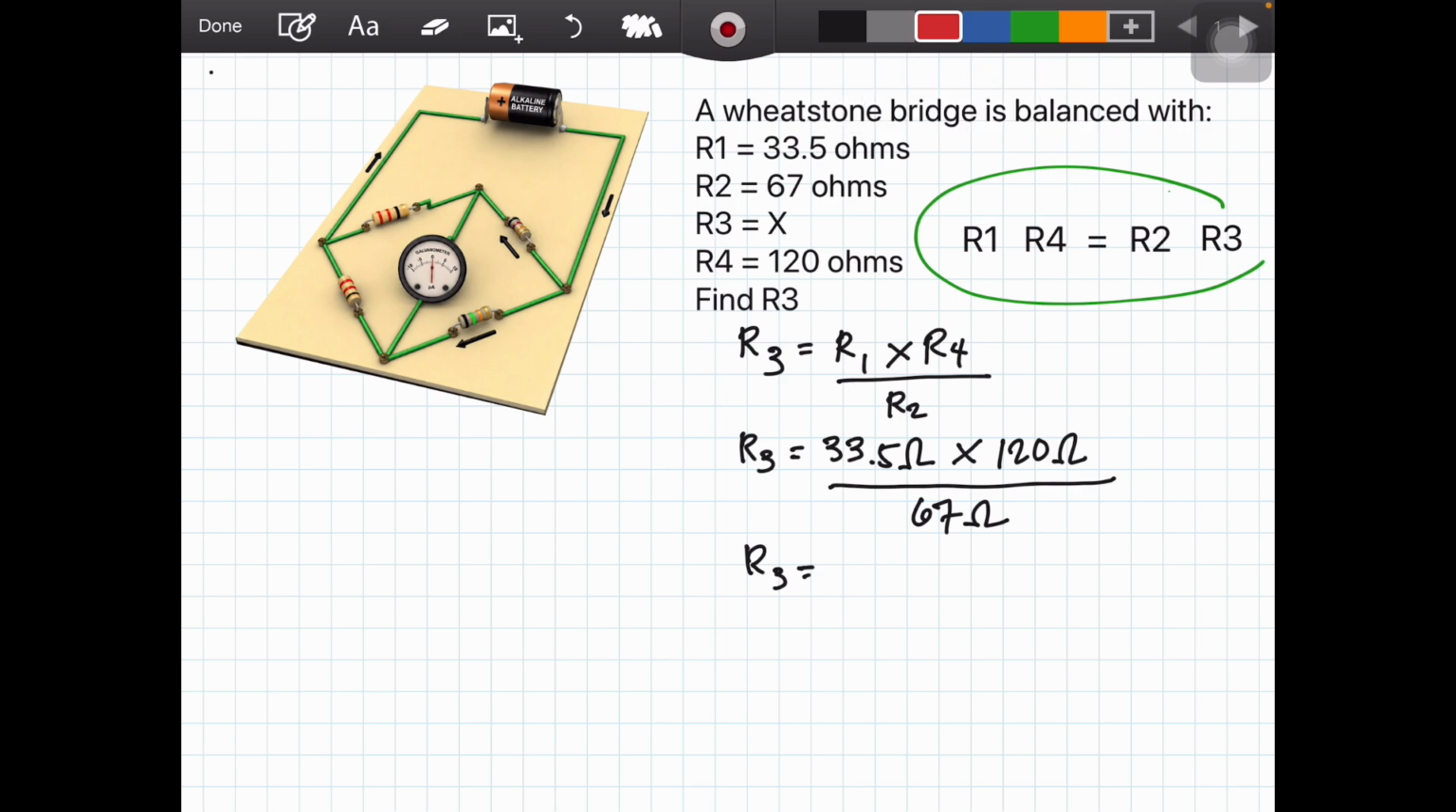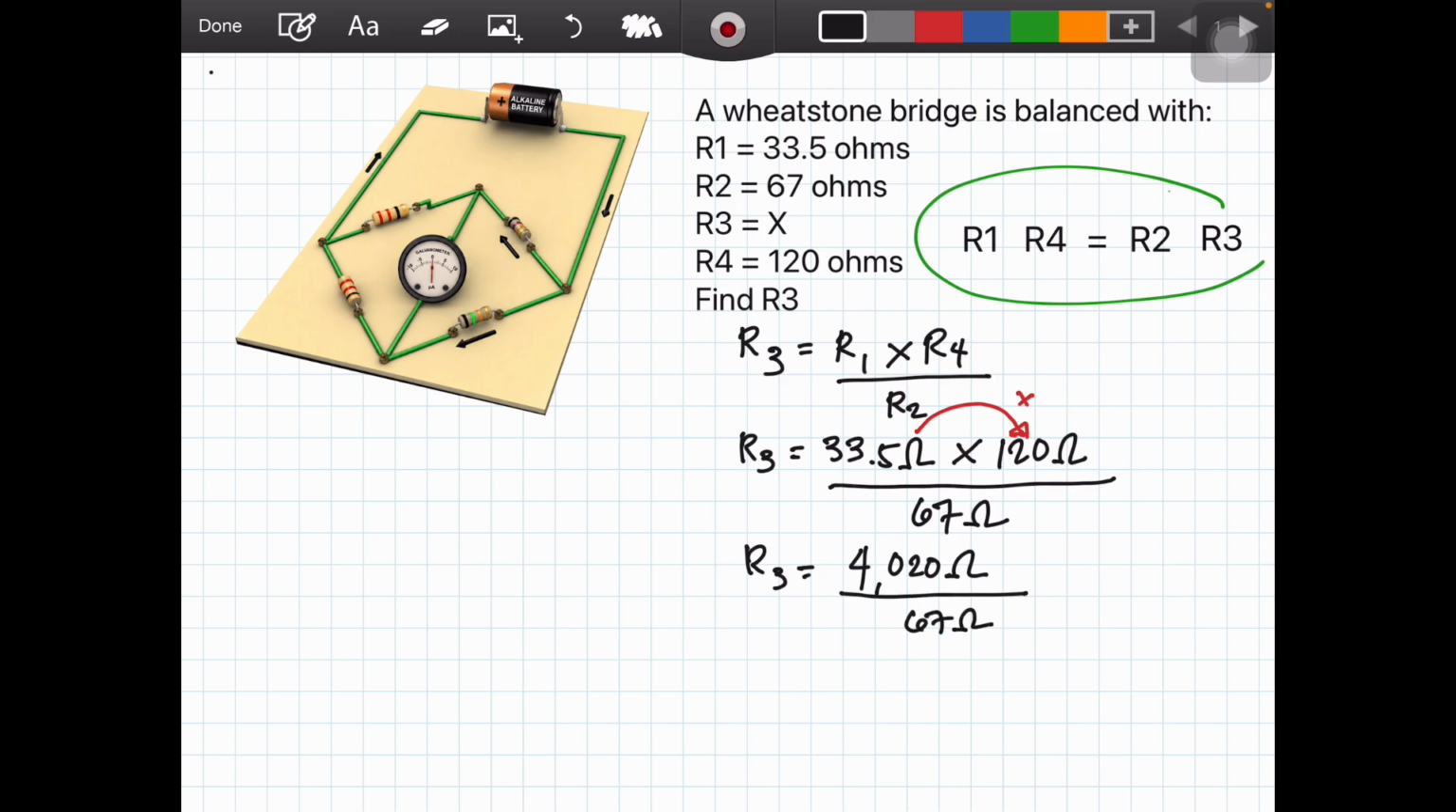We multiply R1 to R4. So, 33.5 ohms multiplied to 120 ohms. We multiply that. Okay? And what do we get when we multiply those? We get 4,020 ohms over 67 ohms. Tama? Right? Correct?